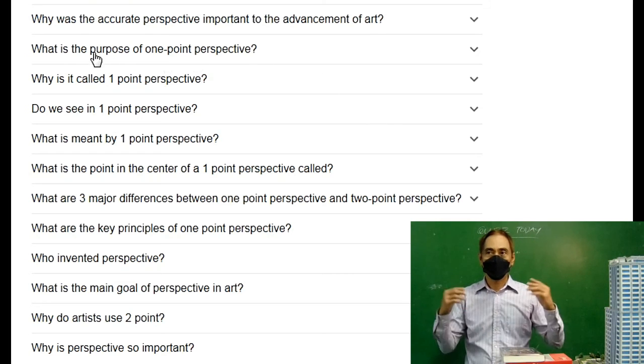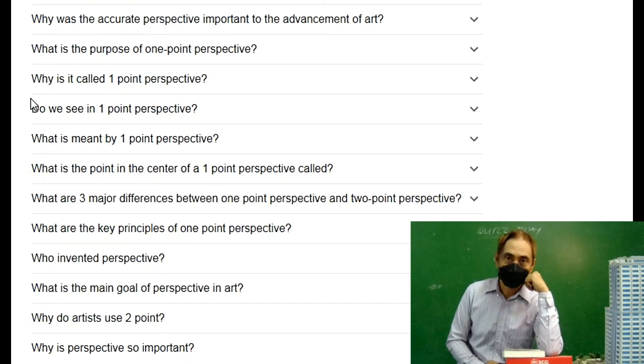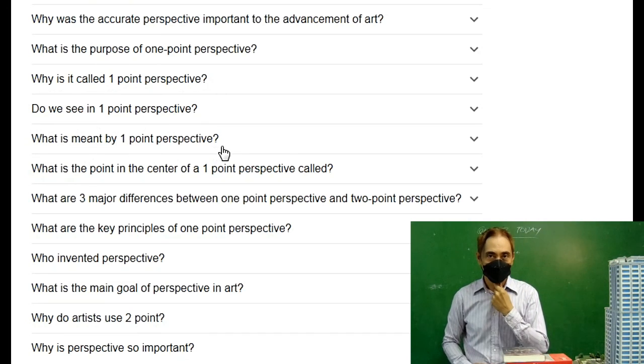Number one question, why was accurate perspective important to the advancement of art? What is the purpose of one-point perspective? Number 3, why is it called one-point perspective? Number 4, do we see one-point perspective? What is meant by one-point perspective?